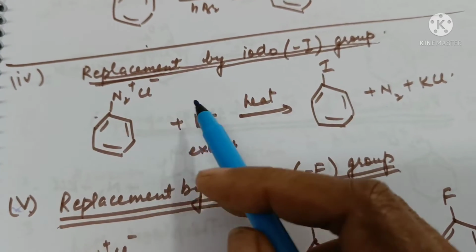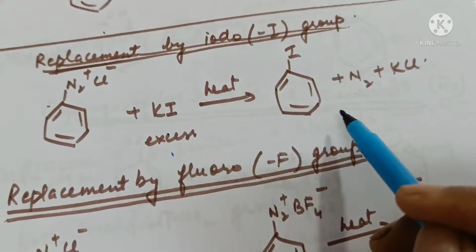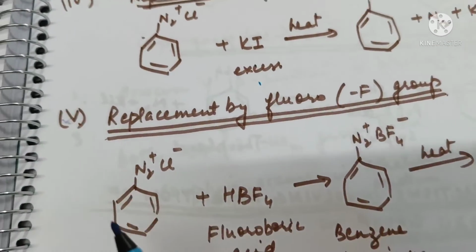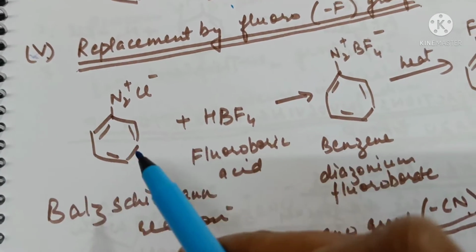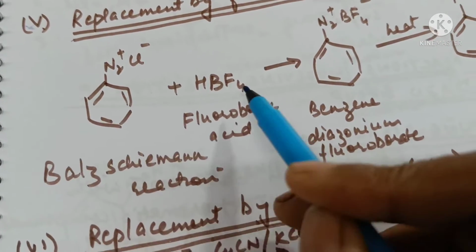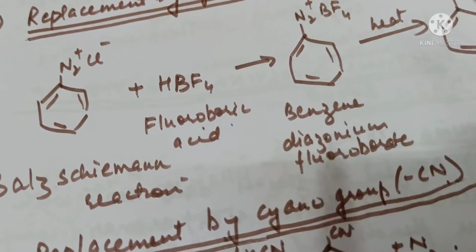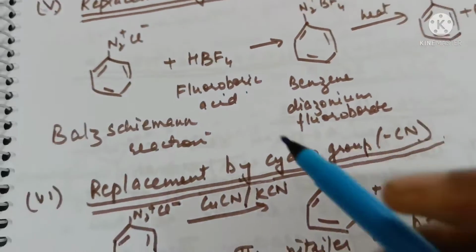When benzene diazonium chloride is heated with potassium iodide in excess, iodobenzene is formed along with nitrogen and KCl. To replace with the fluoro group, we treat benzene diazonium chloride with fluoroboric acid. Benzene diazonium fluoroborate is formed. On heating, it decomposes to give fluorobenzene and BF3.